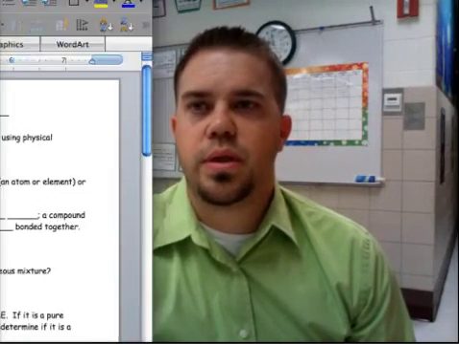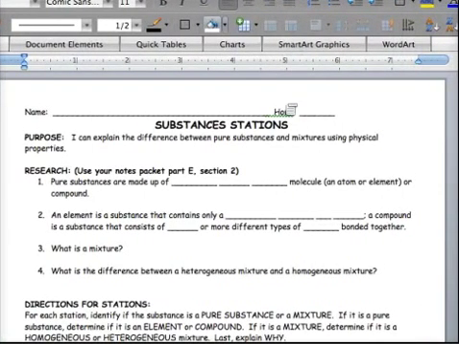Today I'm going to be doing the lab that's called Substances Stations with you. The lab is pretty basic. There are a few research questions that you have to complete at first, and these come directly from your notes, so check in your notes. Also, if you have the accelerated version, it does look a little bit different from this one, but it follows the same kind of idea.